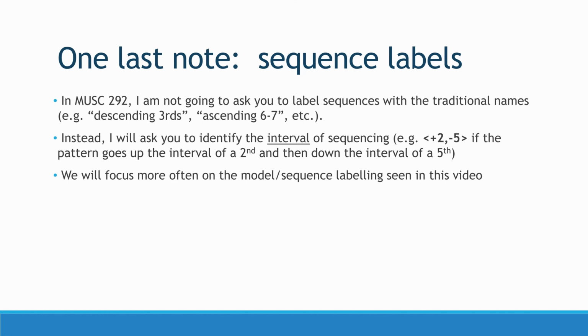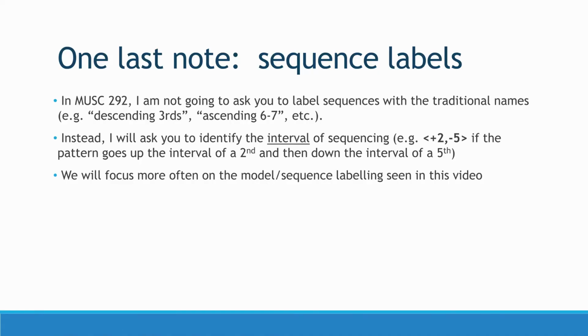Because we're more interested this year in the patterns of sequences, I'm instead going to ask you to identify the interval of sequencing. In other words, if I say +2 -5, what I'm saying is that the pattern goes up a second and then down a fifth. So basically that's going to indicate to us what the repeating pattern is. If you see that sort of notation on an assignment, that just means follow these intervals, up 2, down 5. The angle brackets mean that the pattern gets repeated.